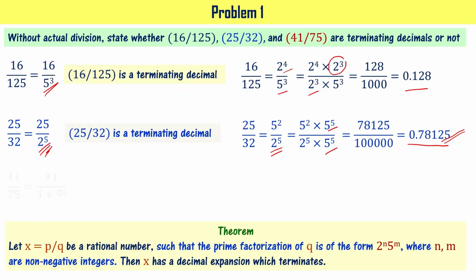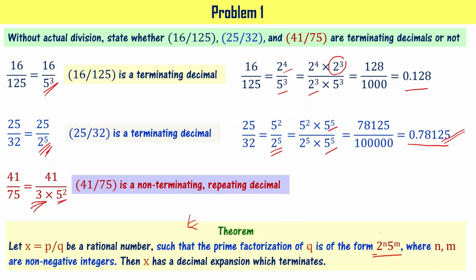Let's take a look at the third case, that is 41 by 75. If you see here, in the denominator, you have 5 as one of the prime factors, but 3 also is there. As per this particular theorem, you want to have 2 power n and 5 power m, whereas here you have 3. That's why we simply say that 41 divided by 75 is a non-terminating repeating decimal.